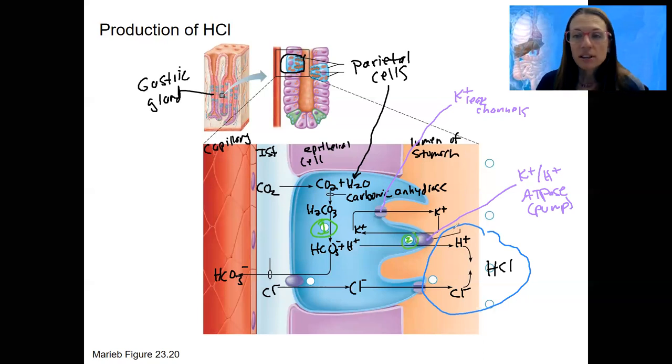The H plus K plus ATP pump is going to exchange those two, pump hydrogen out of the cell. Potassium can return out down its leak channels. Its job is just to kind of help out with this. Three, bicarbonate is going to leave the cell and be exchanged for chloride coming into the cell. Four, chloride can diffuse into the lumen of the stomach. Pretty darn cool.